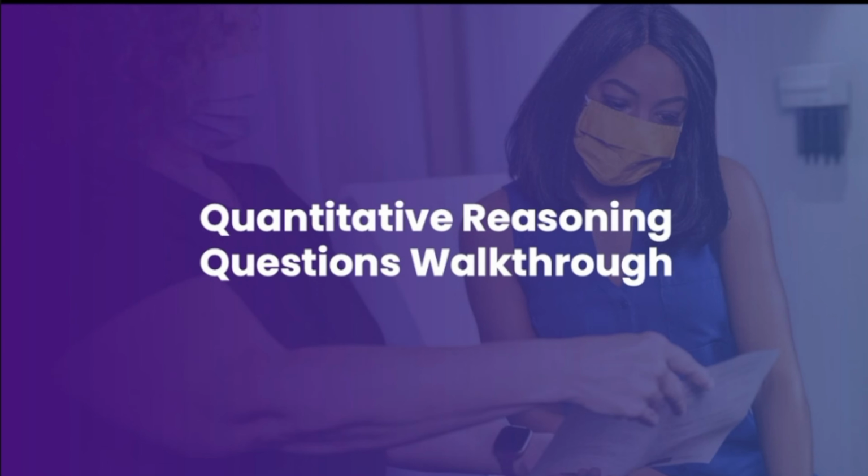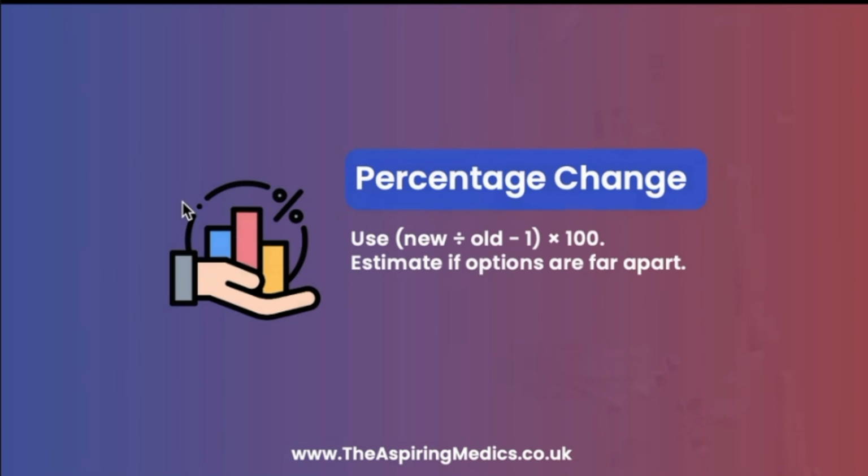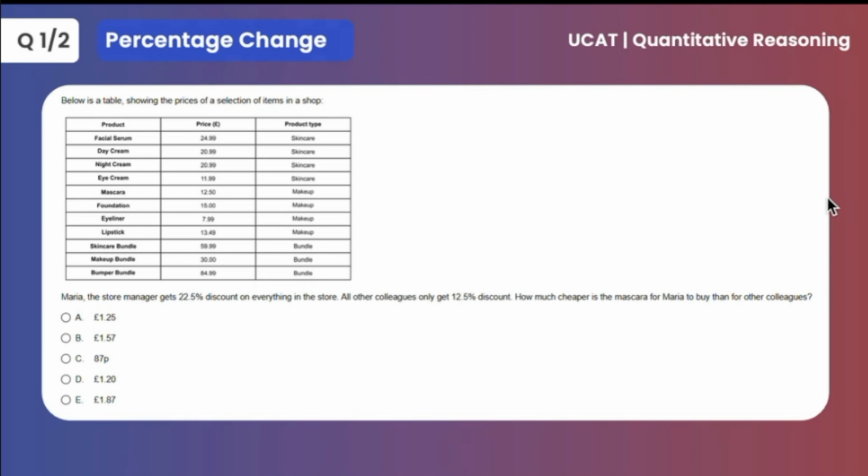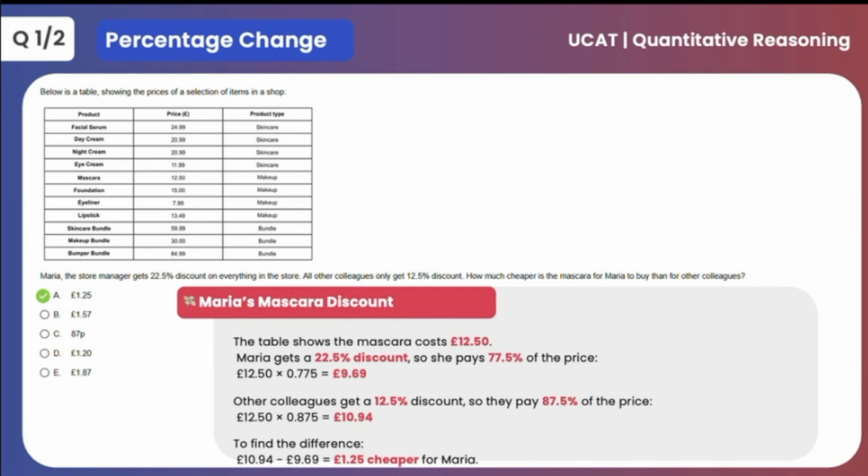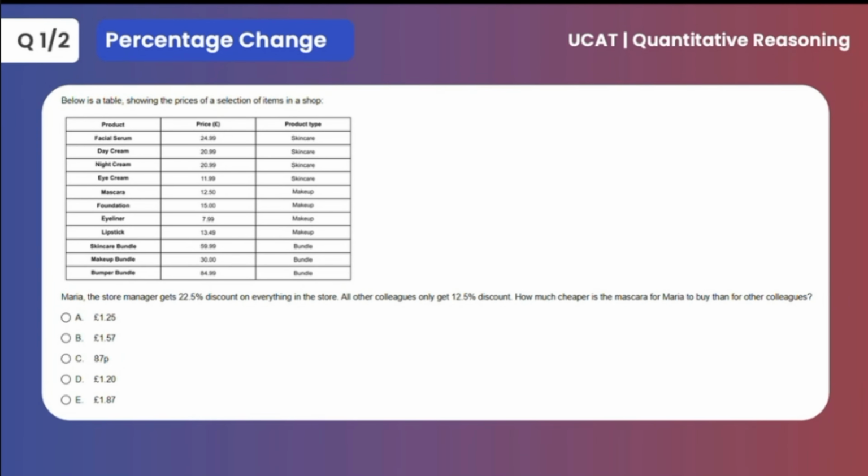So let's have a look at some quantitative reasoning questions. I'm going to have a look at percentage change because they like asking about percentage change, where I'm sure you guys all know this, but you've got the new value divided by the old value, subtracted by 1 and multiplied by 100, and estimate if the options are far apart. So we've got a practice question up. Let me put a poll on for this one and I'll give you guys a couple of minutes to have a go at it. Is there a way you can zoom in?